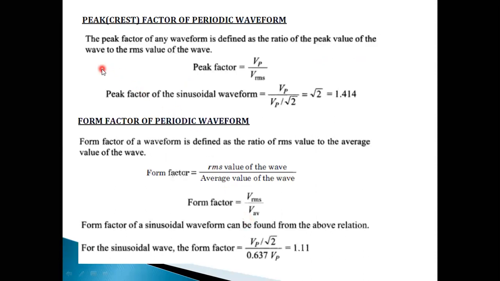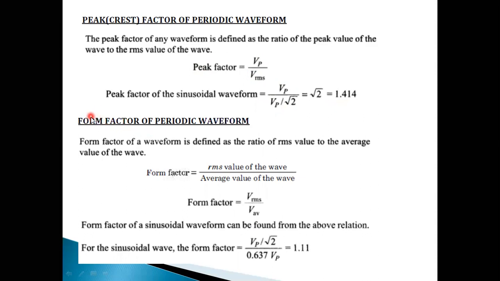Next, by knowing these two factors, we can derive other quantities. Peak factor of a periodic waveform: remember, a factor means a ratio. It is the ratio of the peak value to the RMS value, whether we consider voltage or current, same formula. Peak value divided by RMS value. We know the peak value is Vp and the RMS value is Vp by root 2, so it is root 2, approximately 1.414.